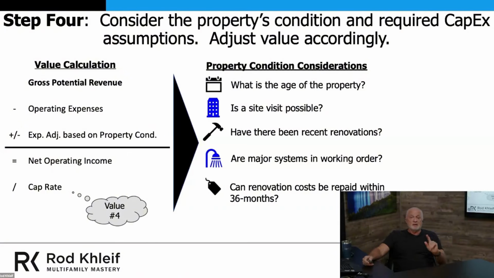Now, last thing I want to mention to you: can your renovation costs be repaid in 36 months? Here's what I mean by this. If you're going to spend $3,600 on CapEx per unit, can you raise the rent $100? That's a 36-month payback. If I got $100 a month for 36 months, that's $3,600, and you paid back what you've spent on renovations. It's a 3-year payback. I will tell you that's my average target. I'd like to be plus or minus that 36-month range.